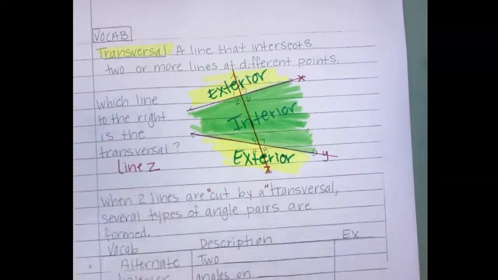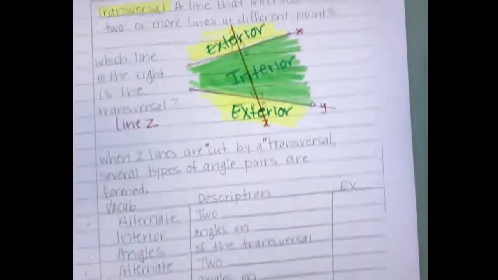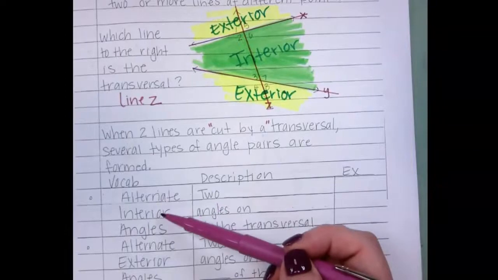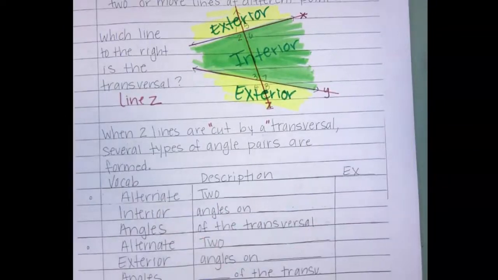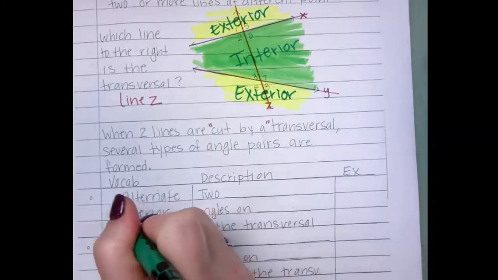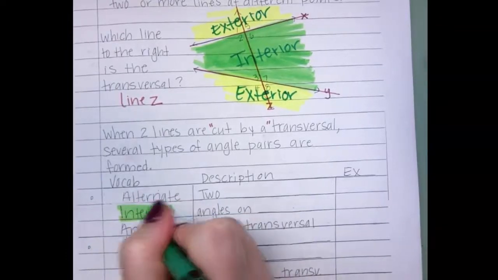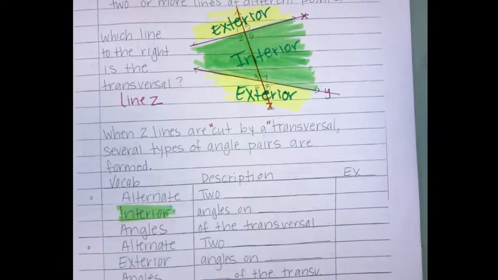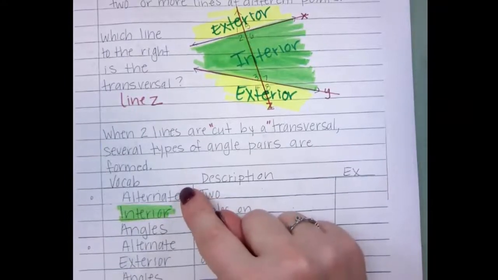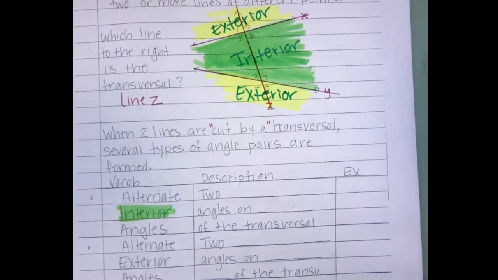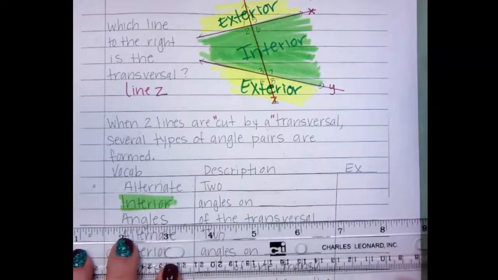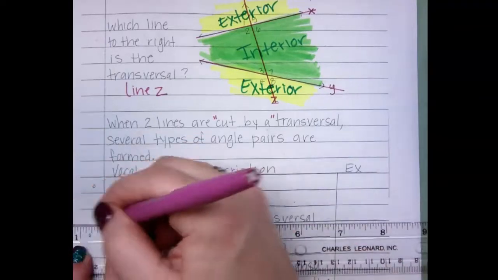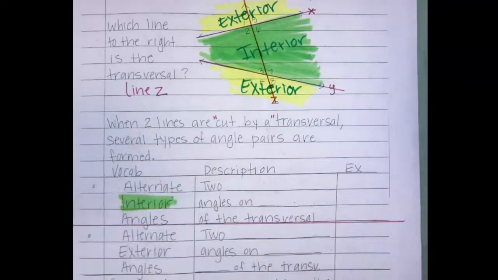So now let's put all of our words together. Alternate interior angles. So let's start with the word interior. Interior means they have to all be in the interior, but they have to be on alternate sides of the transversal. So, interior, but alternate sides of the transversal.